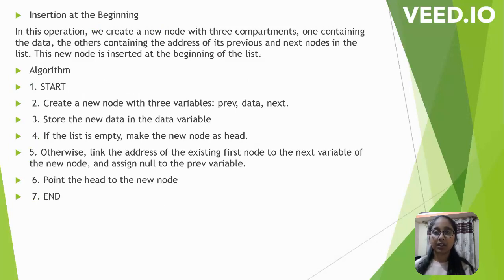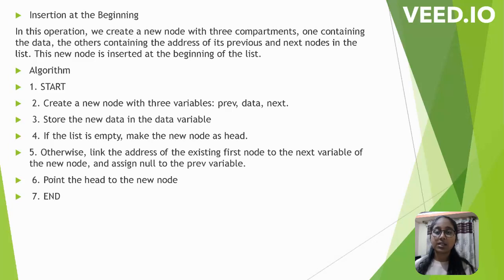Insertion at the beginning. In this operation, we create a new node with three compartments, one containing the data, and the others containing the address of the previous and the next node. This node is inserted at the beginning of the list.